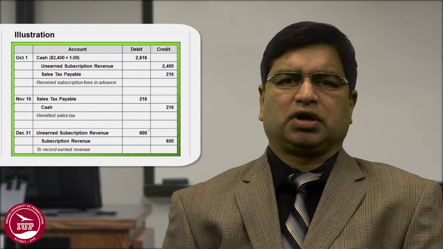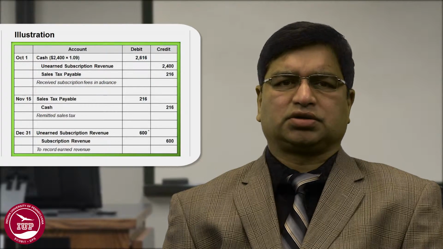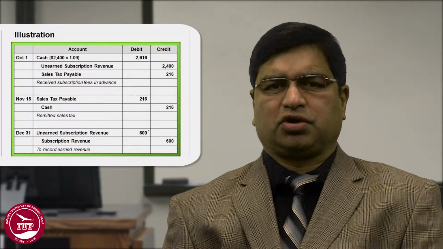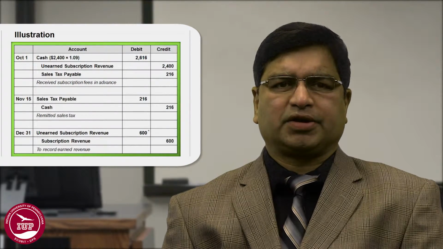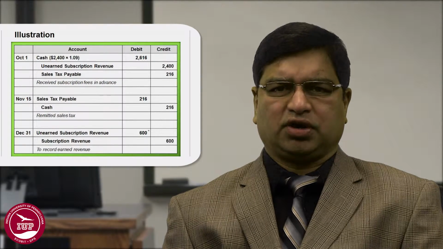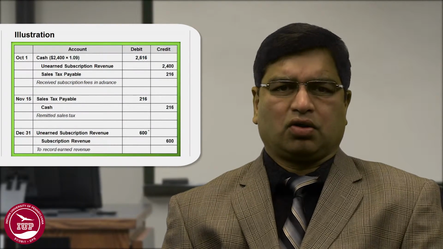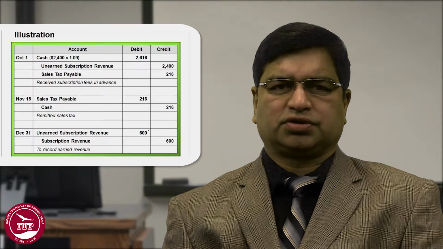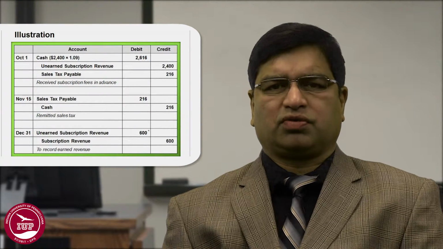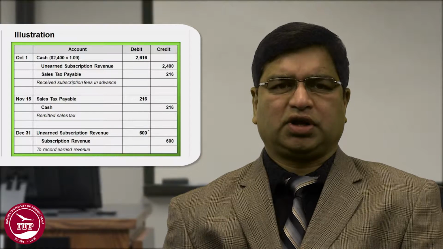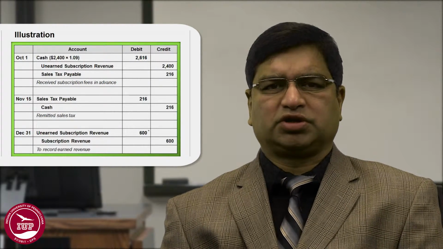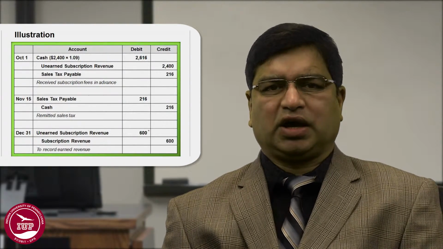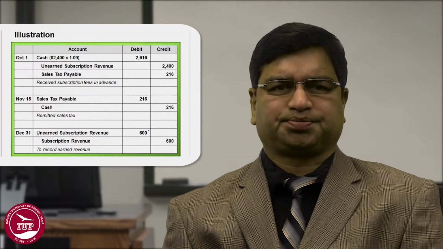Since the revenue is still not recognized, it cannot be recognized because the services have not been provided. It is called the unearned subscription revenue of $2,400. And then there is a sales tax payable of $216. This sales tax payable of $216 is paid on November 15th. Therefore, your sales tax payable is debited by $216 to bring that balance of the account to zero, and cash has been credited by $216.